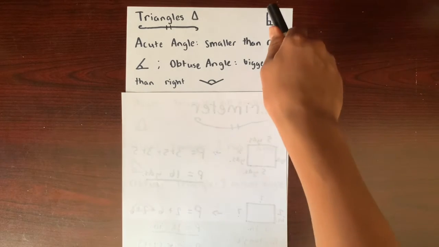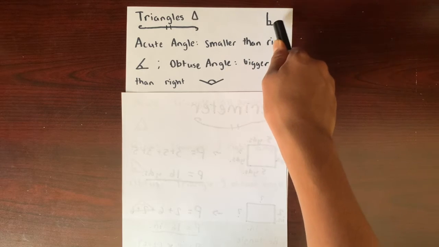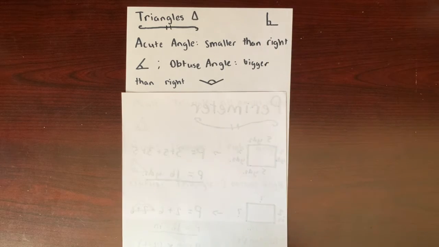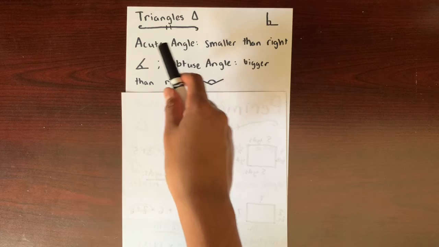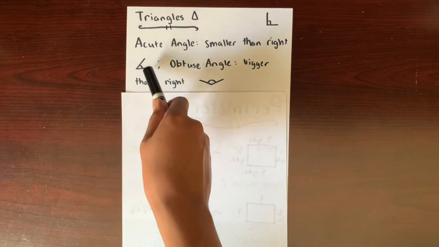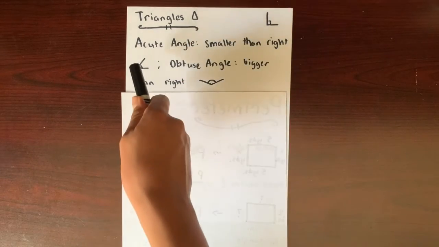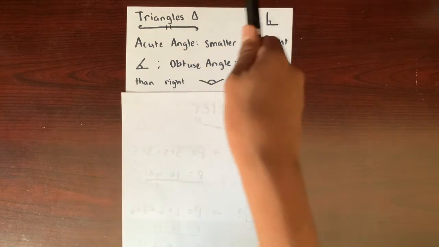So if you remember, this is a right angle, and by the way, it's usually designated by a little box just so you can be sure it's a right angle. And so an acute angle is any angle that is smaller than a right angle. So here we can see that these two sides are closer together, so that makes it an acute angle because the angle is smaller than the right angle.